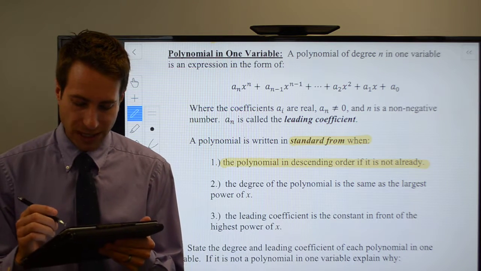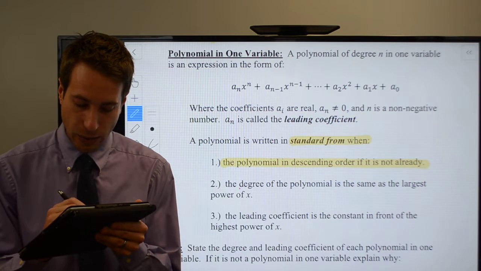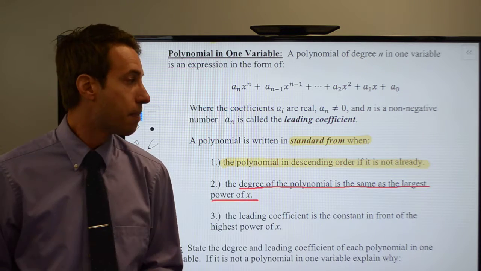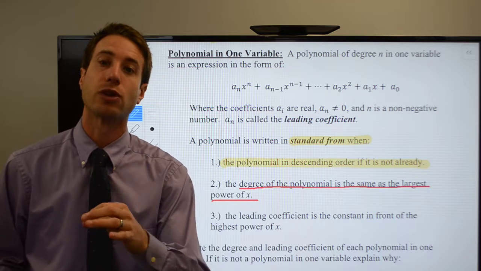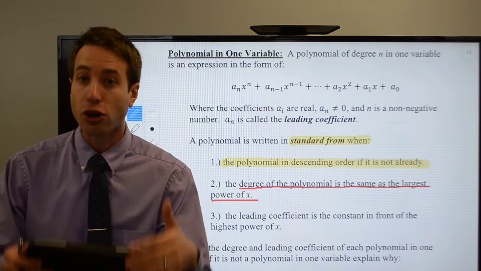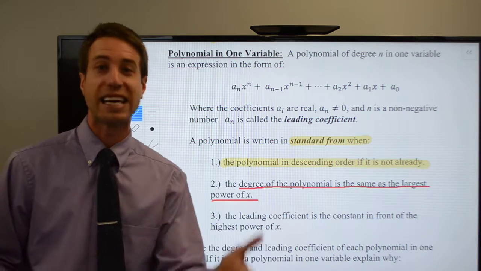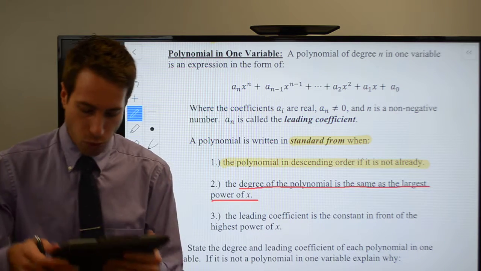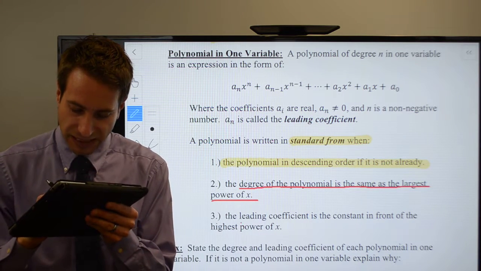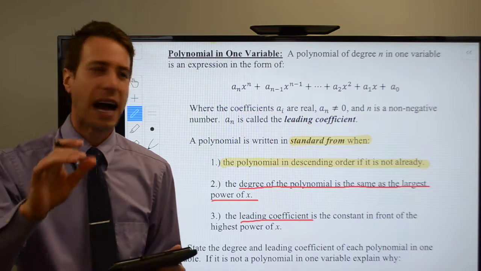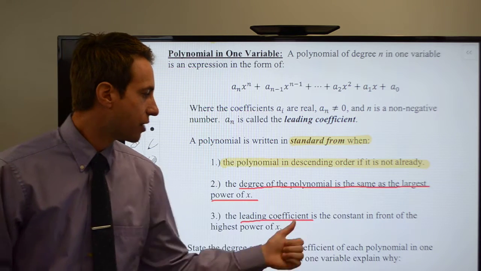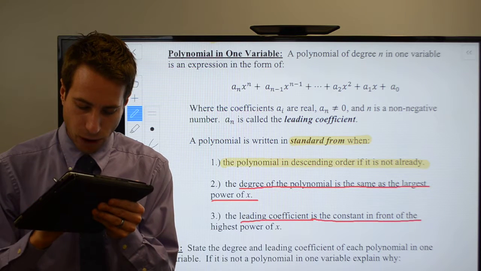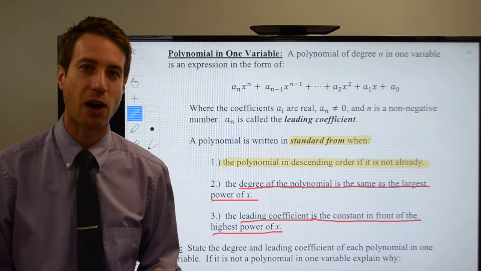A couple other things I want to point out to you, and we've already seen these. The degree of the polynomial is the same as the largest power of x. We know that the degree of the polynomial is equal to the largest degree term in that polynomial. We've already looked at that in previous note sets. And then one more thing, the leading coefficient, which I don't believe we've talked about yet. The leading coefficient is going to be the constant in front of the highest power of x.